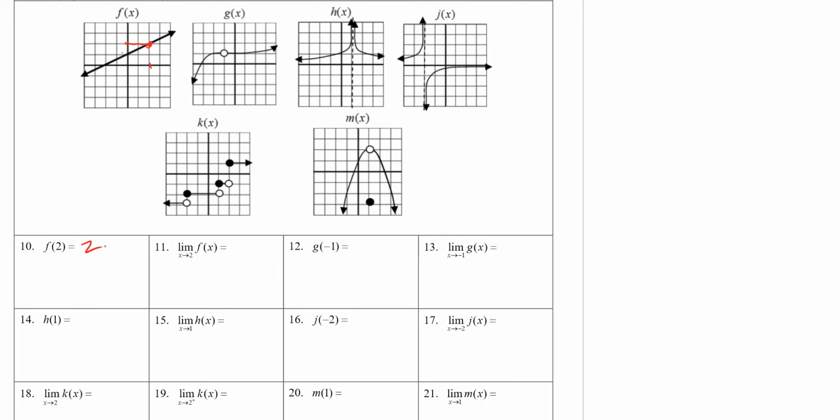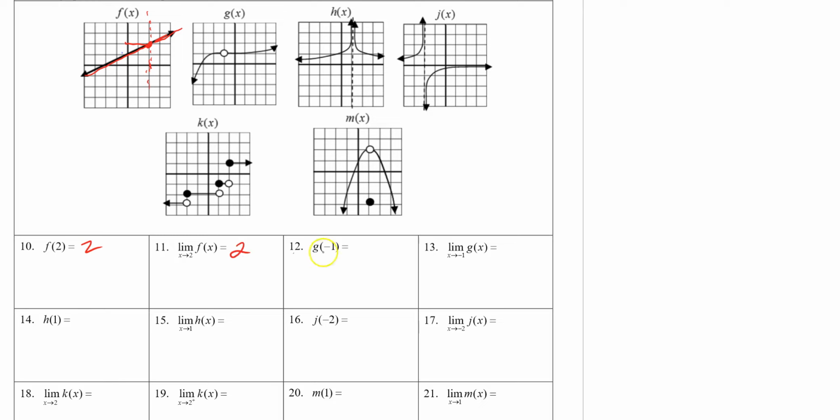11, find the limit of the f function as x approaches 2. So I'm going to look at, here's that vertical line, x equals 2. And the limit, I have to check the left side of the graph and the right side of the graph as they approach that vertical line at 2. So from the left side, my graph approaches that same dot at 2. From the right side, my graph also approaches that same dot at 2. So my limit is 2.